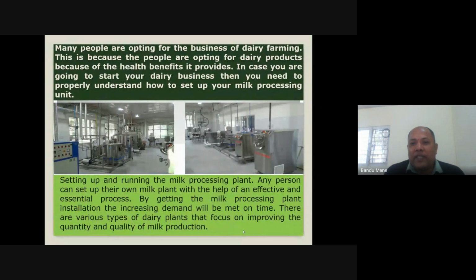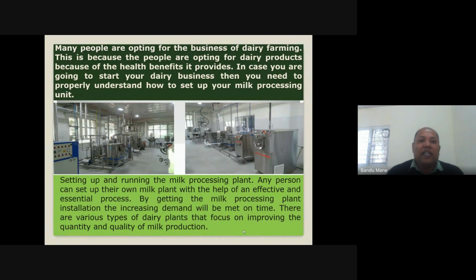As you know, the present scenario is the entrepreneur scenario. Most of the people want to start their own business, and the dairy business is not far away from this. This is because people are opting for dairy products because of the health benefits they provide to humans. In case you are going to start your dairy business, then you need to properly understand how to set up your milk processing units. Setting up and running a milk processing plant is not a big task.